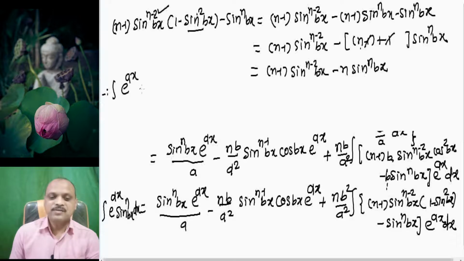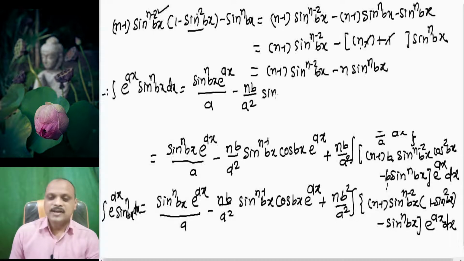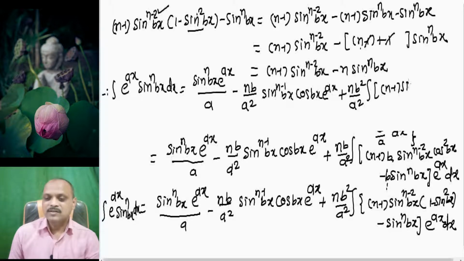Therefore integration of e raised to ax into sine raised to n into bx into dx equal to sine raised to n bx e raised to ax divided by a minus nb divided by a square sine raised to n minus 1 bx cos bx e raised to ax plus nb square divided by a square integration of n minus 1 sine raised to n minus 2 bx minus n sine raised to n bx into e raised to ax into dx.